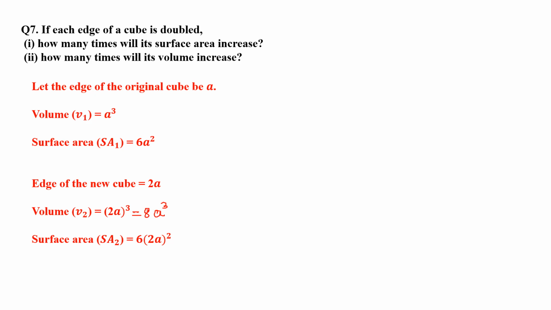Same way, now surface area is 6A square. Now your A is 2A. So it is 6 into 4A square. So 6 fours are 24A square.